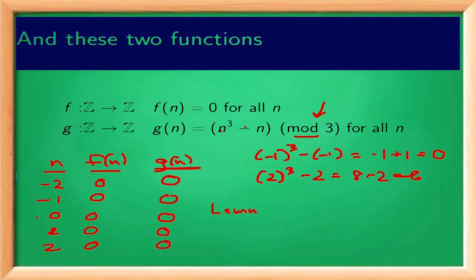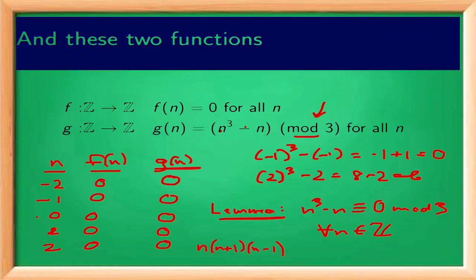That's 3 consecutive integers there, 1, 2, 3, and one of those has to be divisible by 3. So this lemma is actually true, and n cubed minus n is congruent to 0 mod 3 for every single n. So that would prove that these two functions have 3 things that line up with each other.